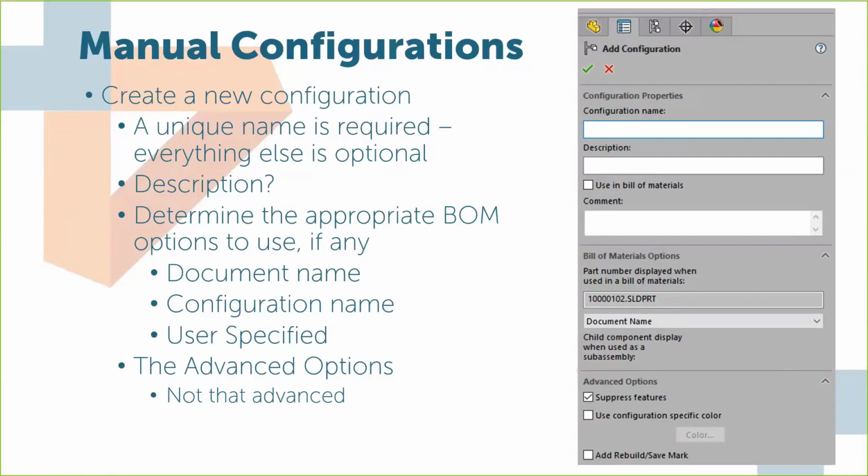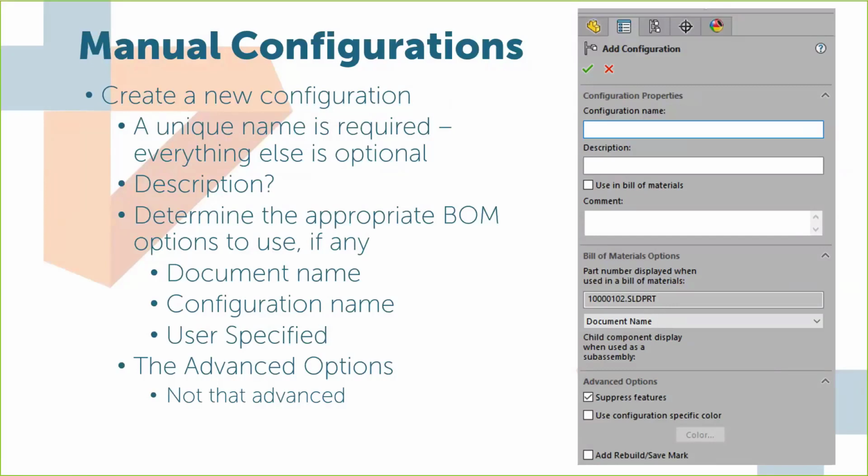Not a super descriptive option, but what that means is when we build a new configuration, we are going to be in that active configuration. And if we add a feature to that active configuration, it's automatically suppressed for us in all of the inactive configurations. So it allows us to add a feature to essentially one configuration at a time. Use configuration color, simply that.